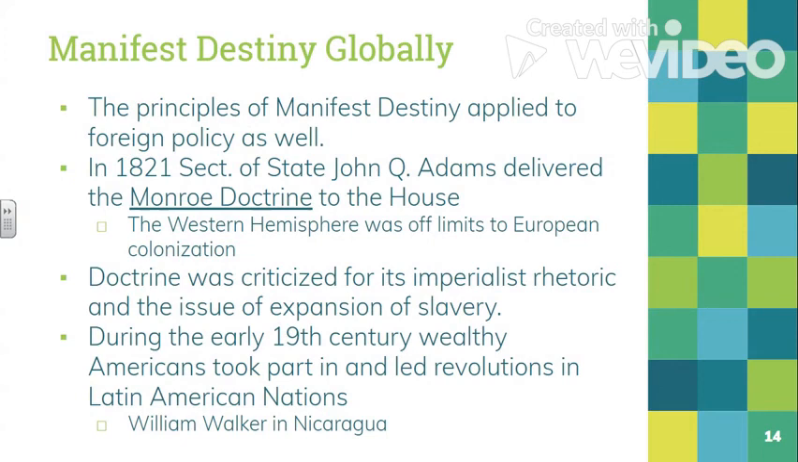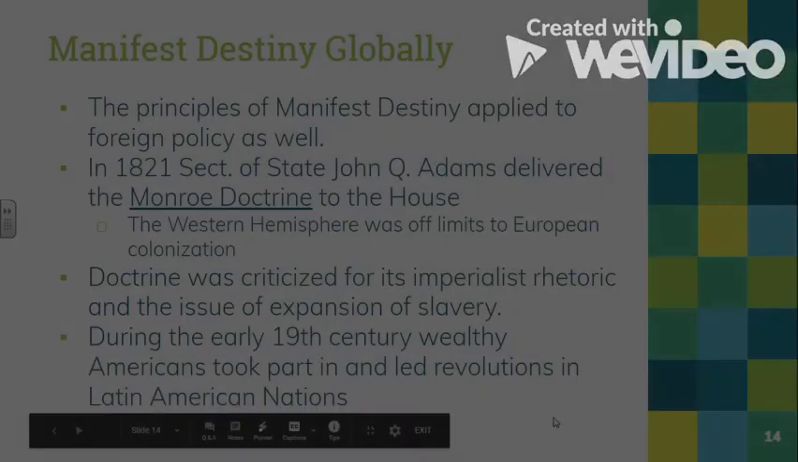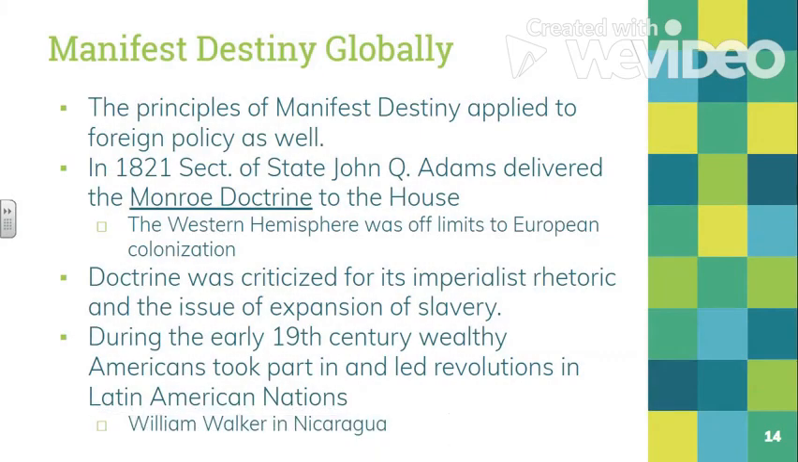We'll talk about Manifest Destiny very briefly, the global ramifications of it. So the one key, just to wrap up real quick, the Monroe Doctrine, basically what it says is the Western Hemisphere is off limits to European colonization. More importantly, what that says is this is now the United States sphere of influence. The Western Hemisphere is going to be the USA's backyard, and you need to stay out of it. That's basically the message that John Quincy Adams is giving to the rest of the world.